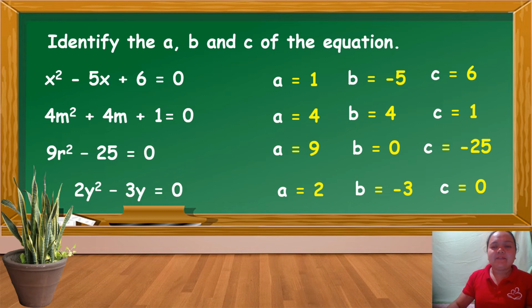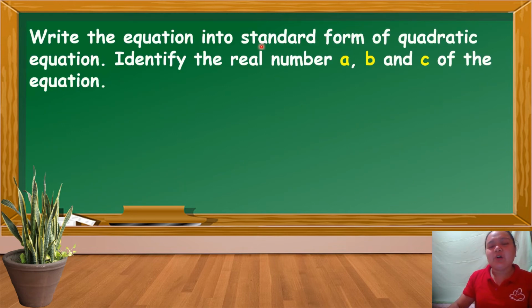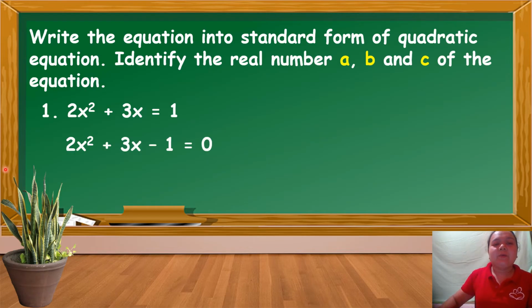Ngayon, next. Write the equation into standard form of quadratic equation. Identify the real number a, b, and c of the equation. So first, we have 2x squared plus 3x equals 1. So we are going to identify the a, b, and c.